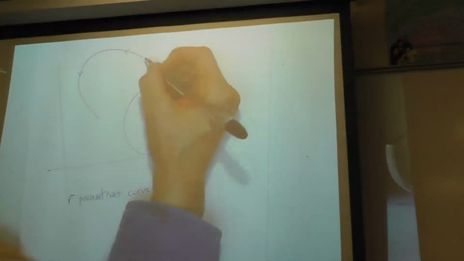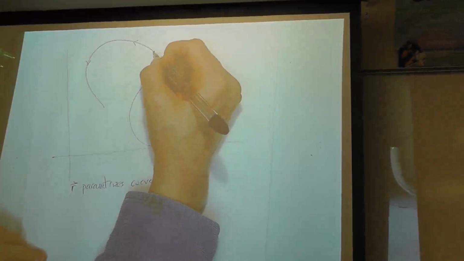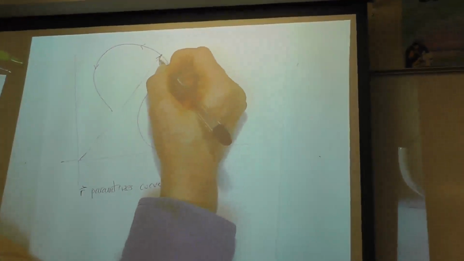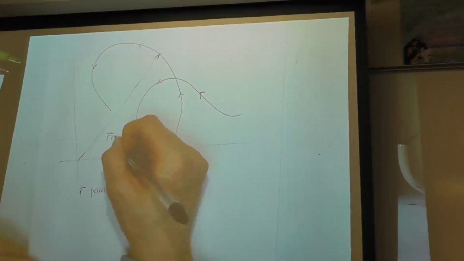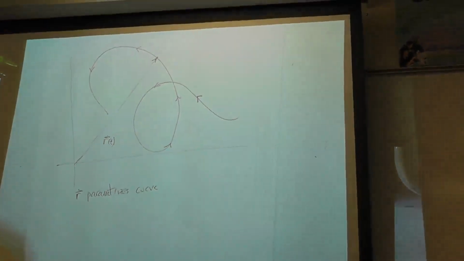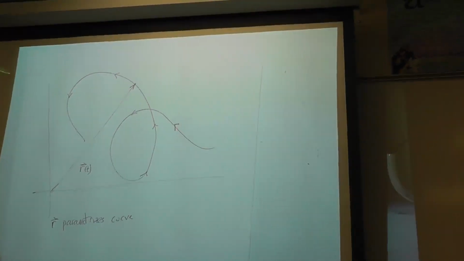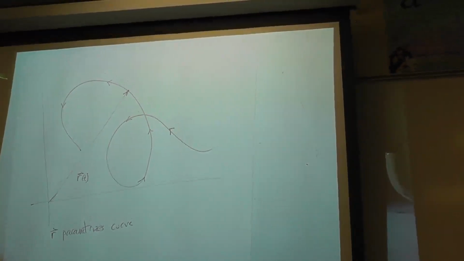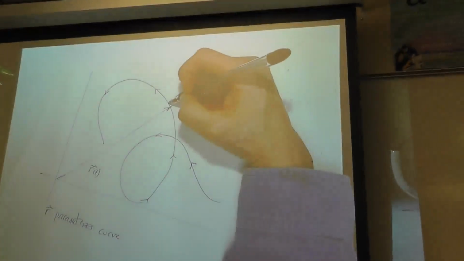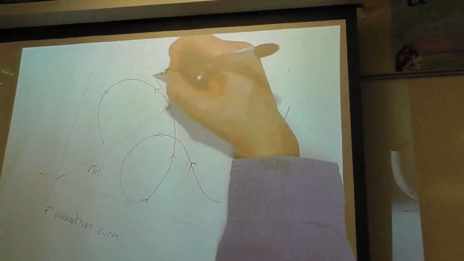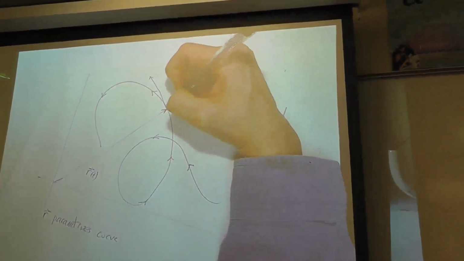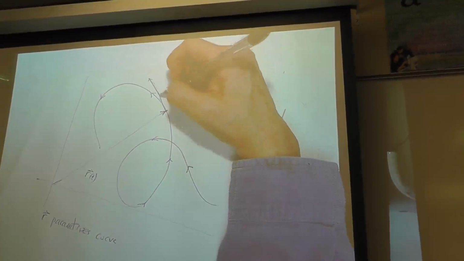a given point. This would be my R of t. I know the direction of R prime is tangential. What I don't know is how long it is. So I'm just going to draw in what might be R prime.